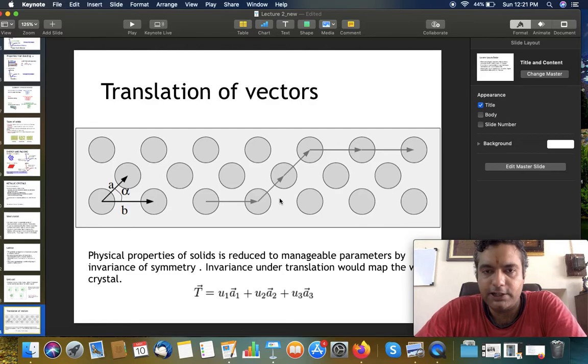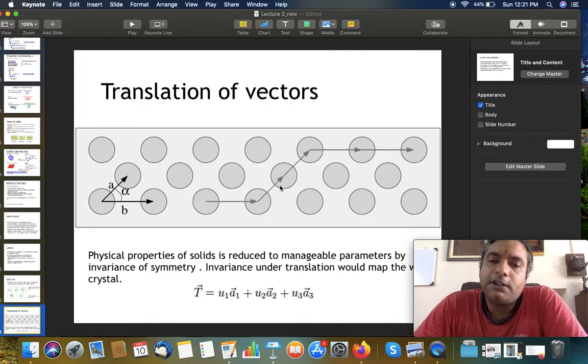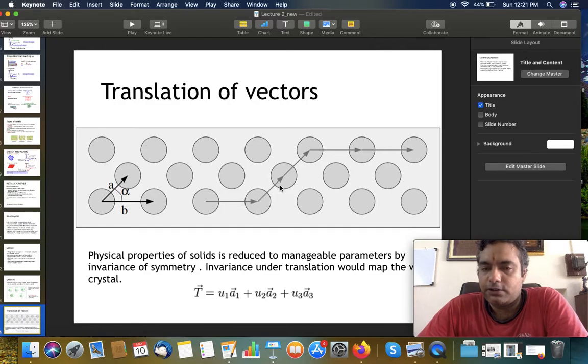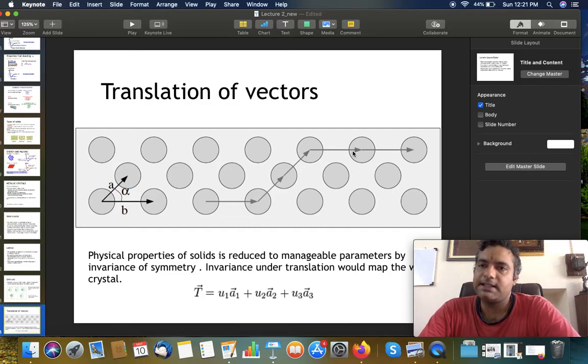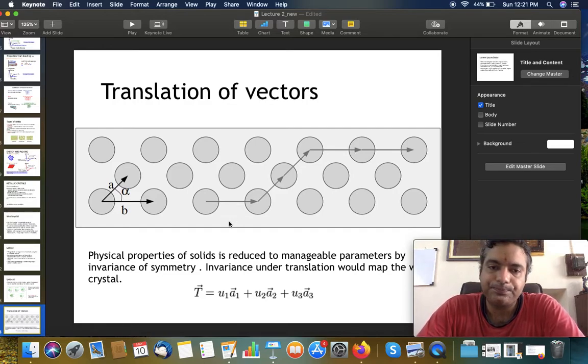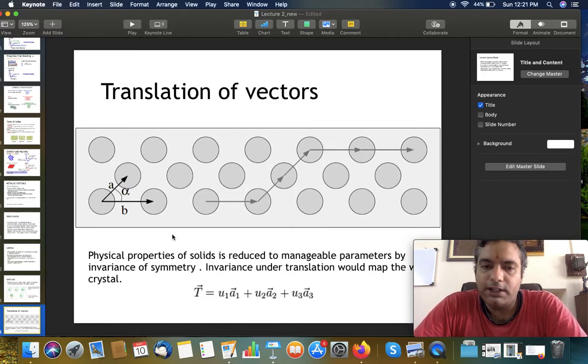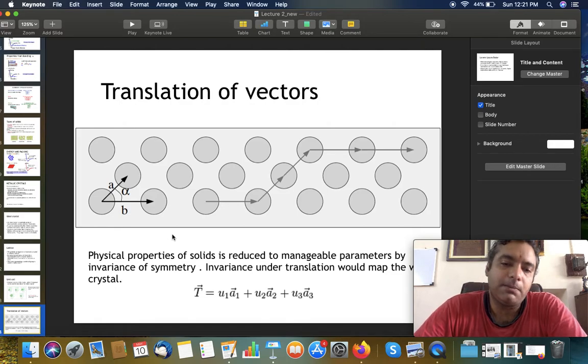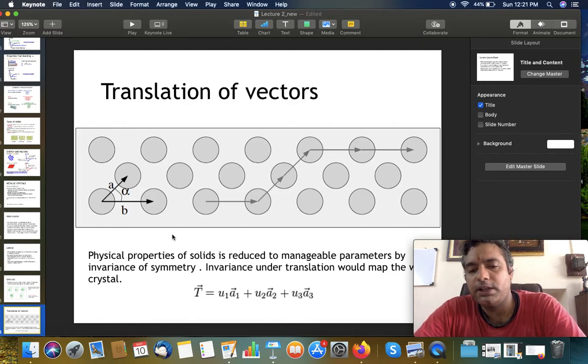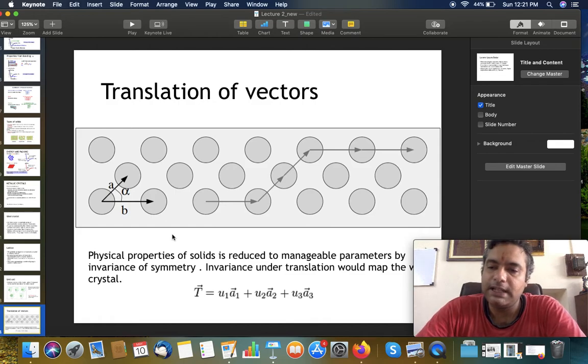So in the diagram which you see here, we can see in the x-axis there is only a one atom translation. Again in the xy axis there is a two adjacent atom translation, and again a three atom translation in the x-axis. So how do we represent this? One atom in the x-axis, two atoms in the xy axis, and again one atom in the x-axis. If we have to represent this in a vectorial way, we can say a certain amount in the A1 direction plus a certain amount in the A2 direction and a certain amount in the A3 direction.